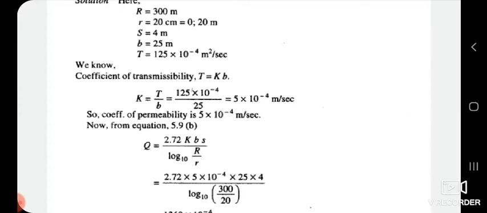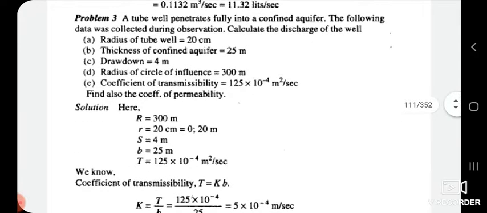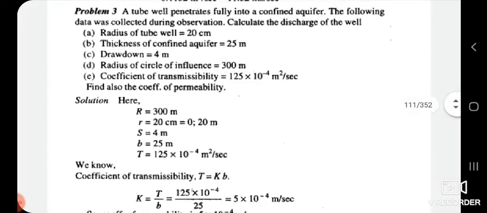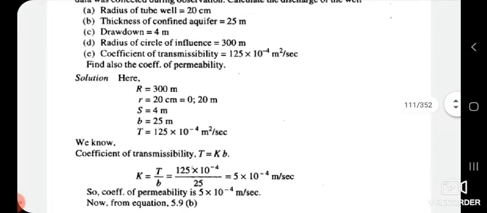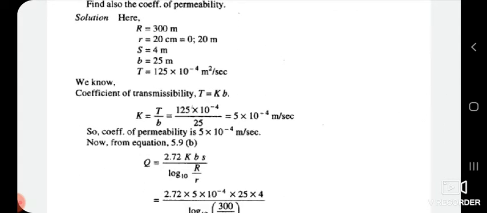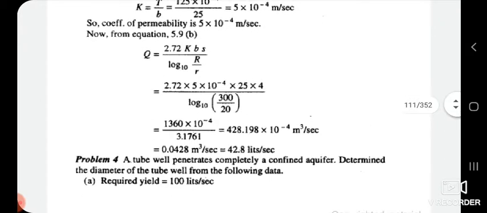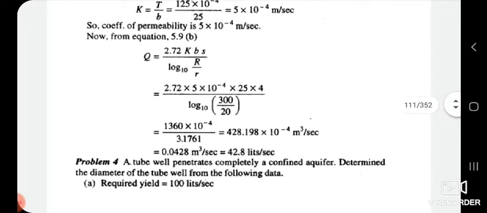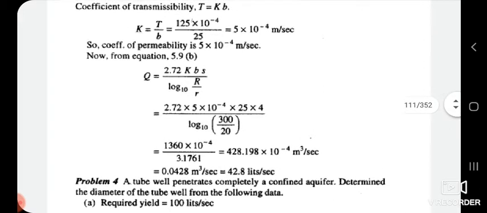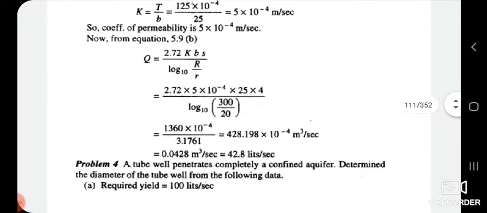So again, the coefficient of transmissibility is given as T is equal to K into b. So K is equal to T by b. So you know about the b. What is b here? b is 25 meter. That is the thickness of the confined aquifer, and T is your coefficient of transmissibility, and you can find it in terms of meter per second. And the coefficient of permeability you get in terms of meter per second, and then the discharge. Okay, discharge is 2.72 K into b divided by log to the base 10 R by r. Okay, and you can just convert it, and you will get it. Keep everything in terms of meter and find the value.